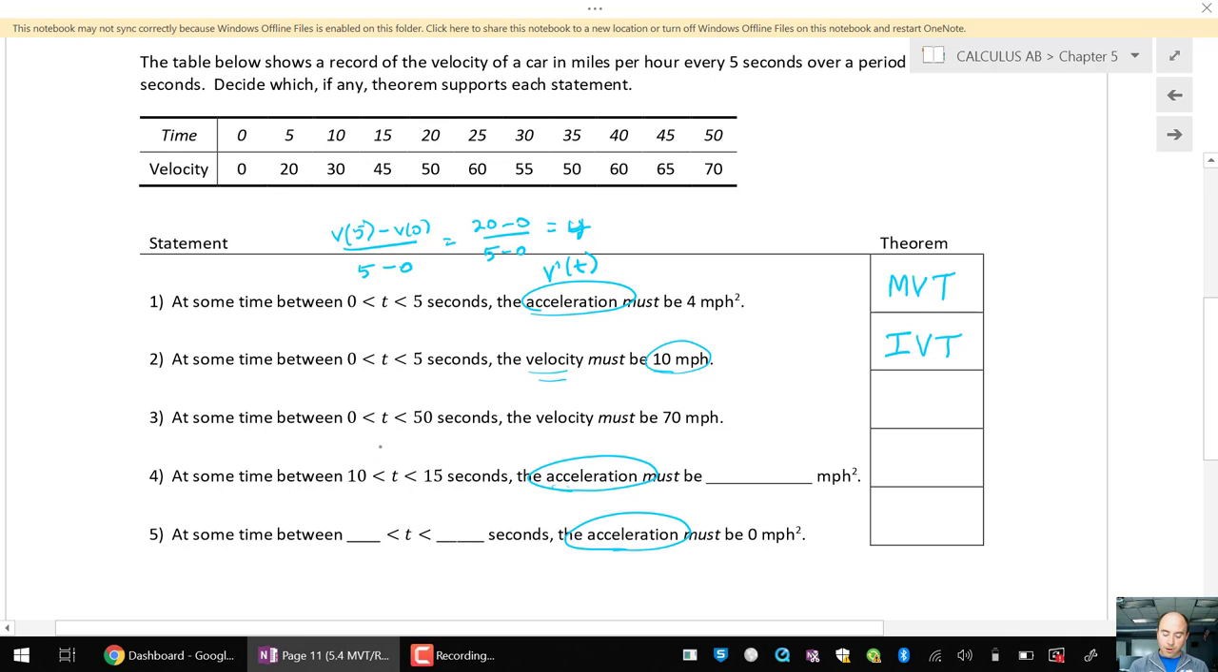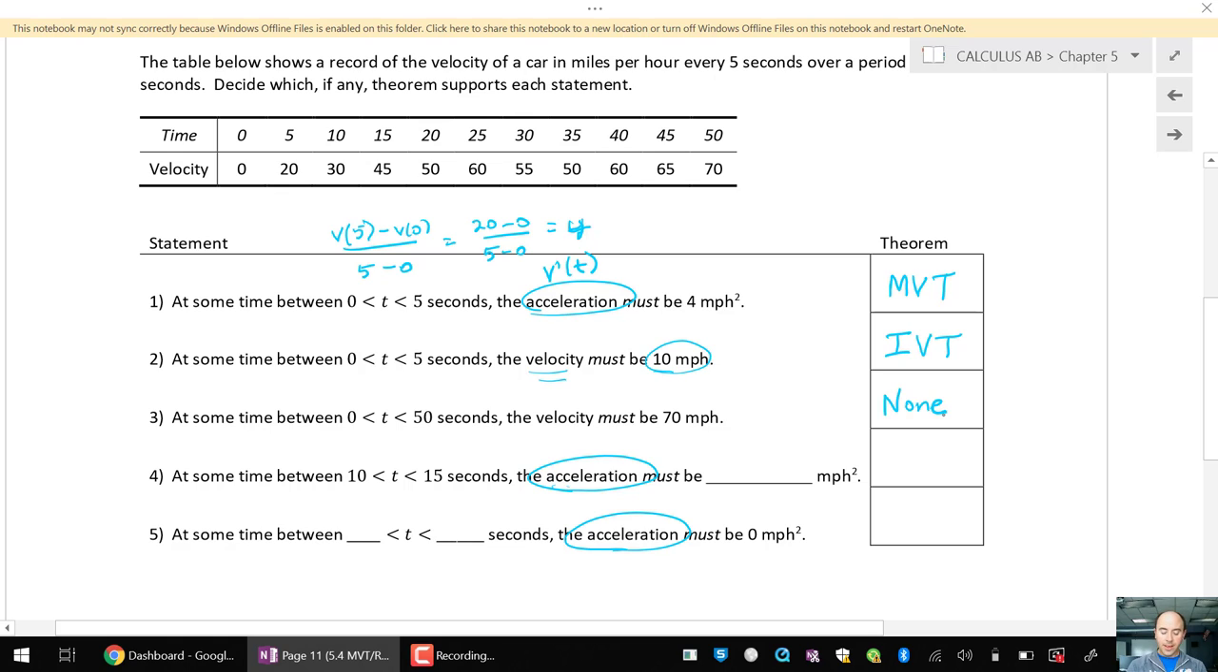Statement 3, from 0 to 50, the velocity must be 70 miles per hour. And notice the interval here. It's between 0 and 50. At time 50, velocity is 70. But if you notice, nowhere between 0 and 50 do I have any evidence that the velocity hit 70, not until that endpoint. So technically, I have no way to guarantee that statement.